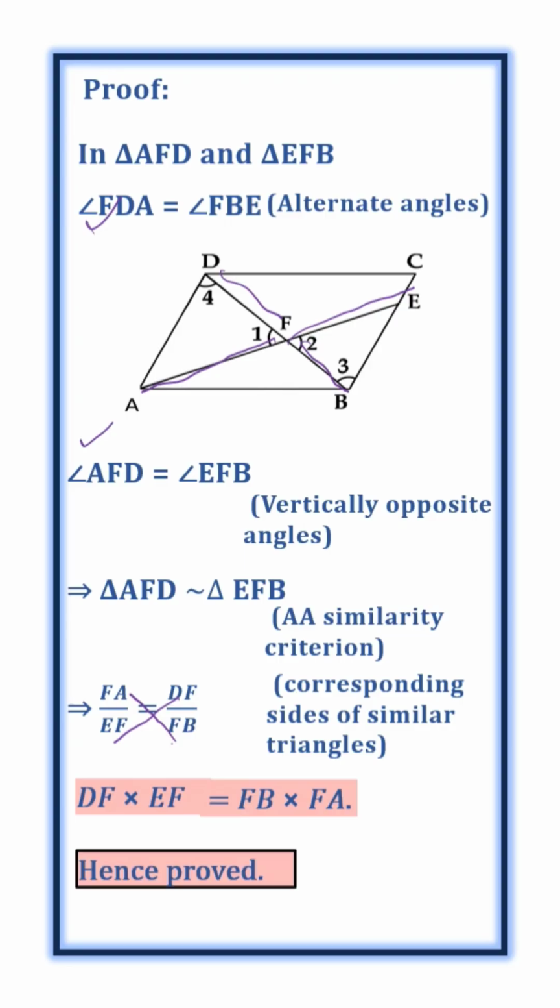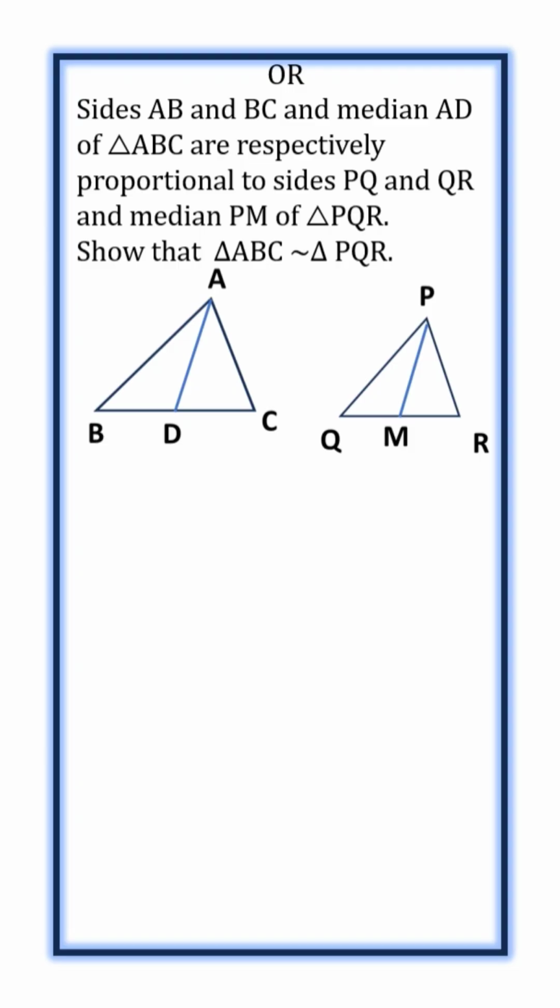Or you can also solve this question. The sides AB and BC and median AD of triangle ABC, observe the figure has been given here, are respectively proportional to the sides PQ and QR, and the median PM of triangle PQR. Show that triangle ABC is similar to triangle PQR. What has been given here?